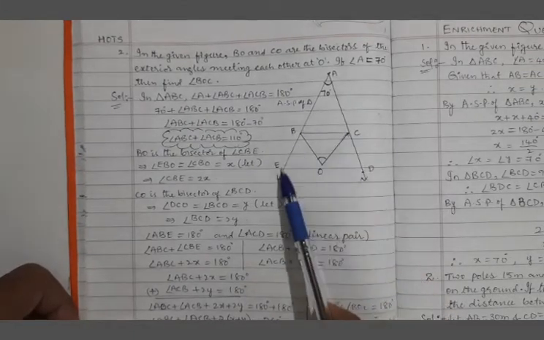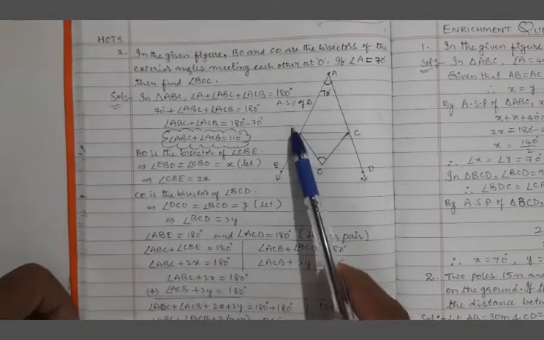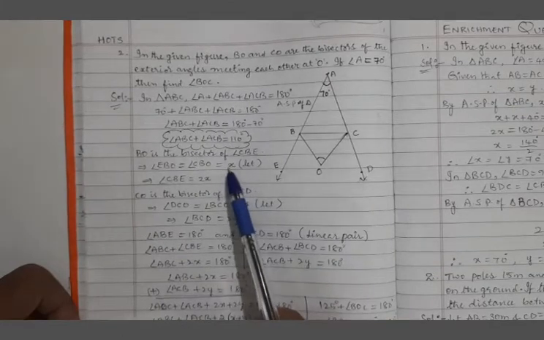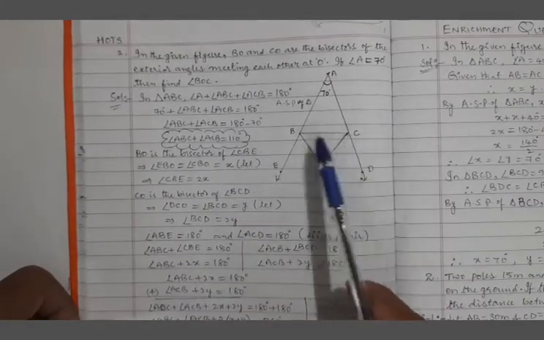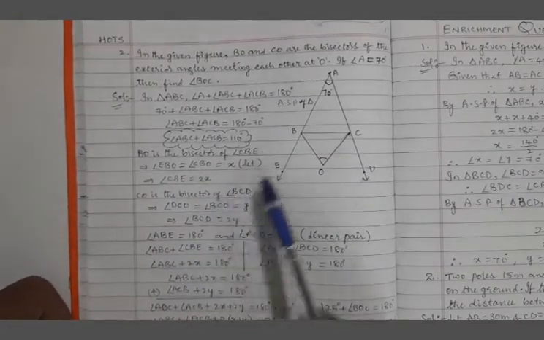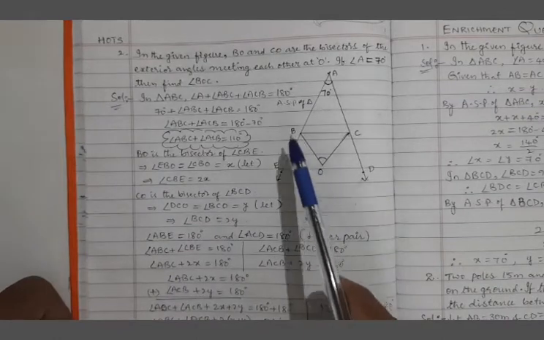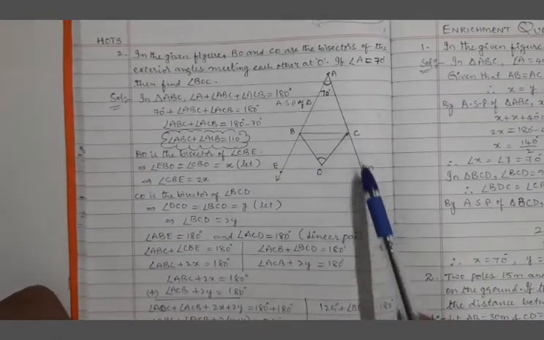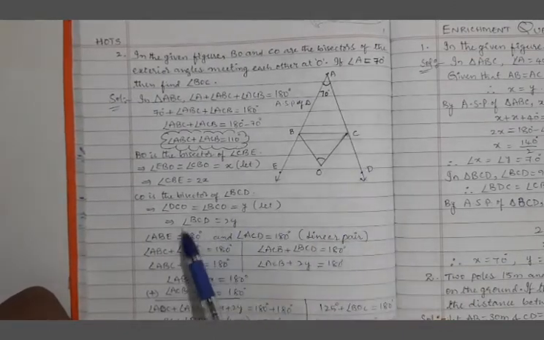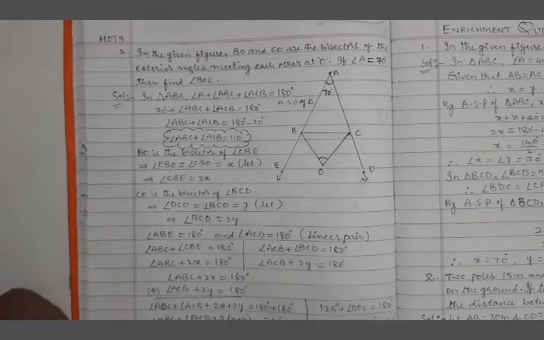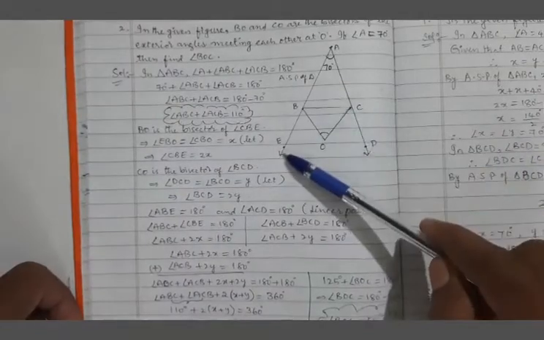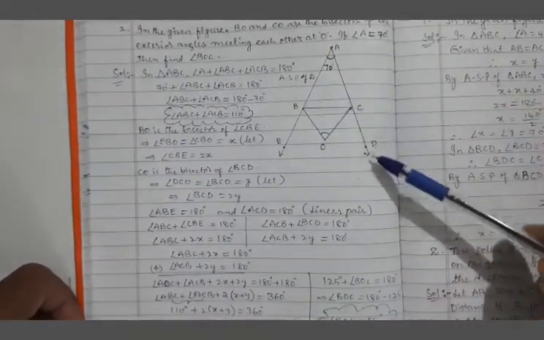Next, BO is the bisector of angle CBE. Okay, CBE angle bisector. That means CBO angle and EBO angles are equal. Let us assume as x. Therefore, angle CBE is equal to 2x. Okay, CO is the bisector of angle BCD. Again, BCO is equal to y. DCO also equal to y. This part is y. This part also assume as y. So together 2y.